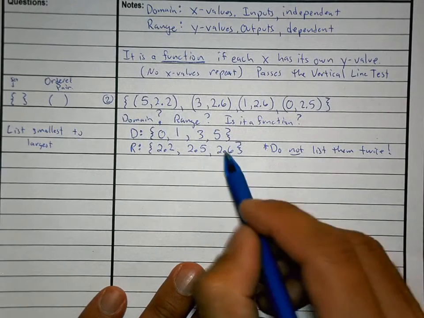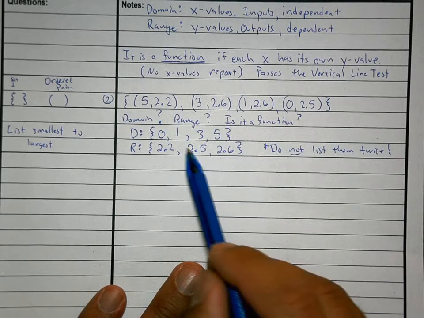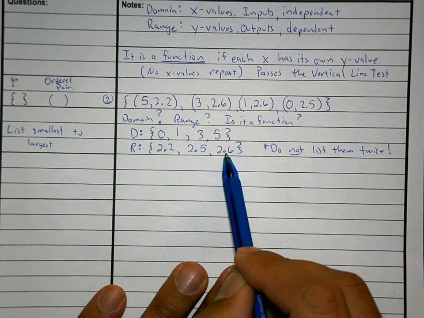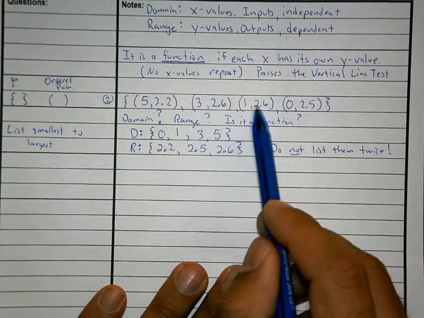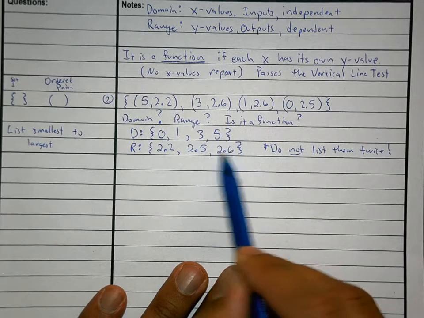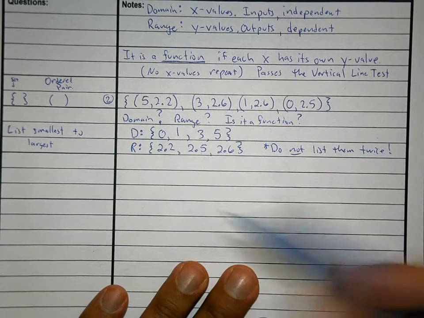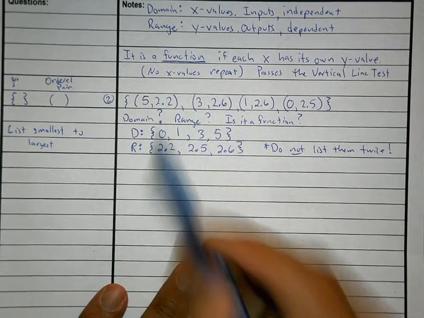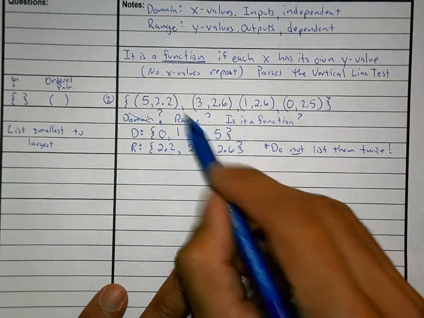I did not have to list the 2.6 twice because the set means 2.2 is in the range, 2.5 is in the range, 2.6 is in the range. I don't have to say that there's 2 of them. All I have to say is that 2.6 is in the range, and I have covered both of them. It's in my set of numbers. I've answered the domain. Done. I've answered the range. Done.